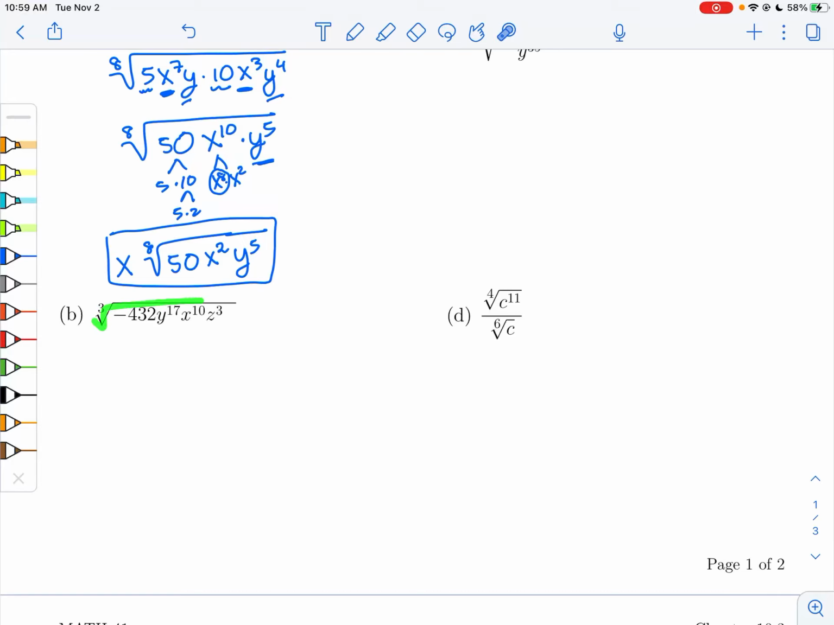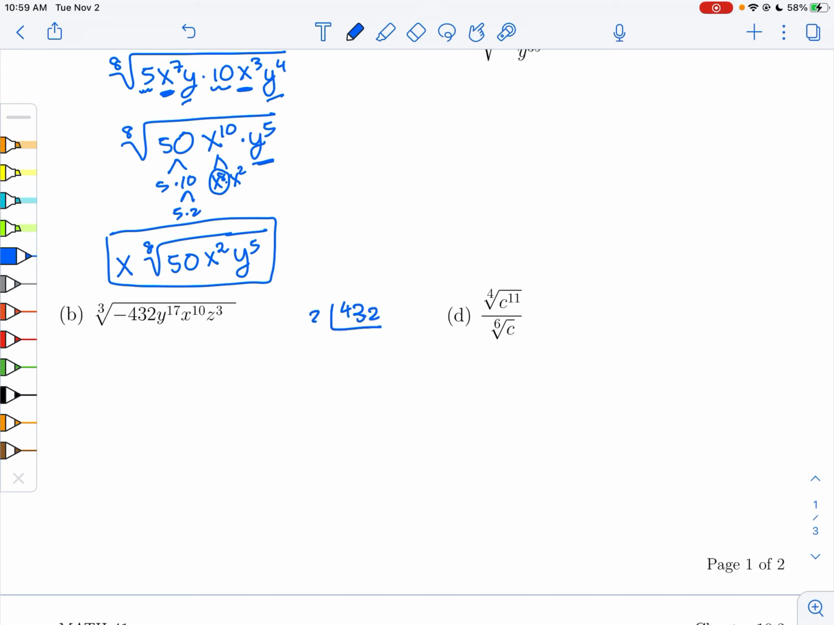Part B, the cube root of negative 432 y to the 17th, x to the 10th, z to the 3rd. To simplify this, we want to look for perfect cubed factors to undo with the cube root. In order to find if we can have perfect cube factors from the 432, we would write out the prime factorization of 432.